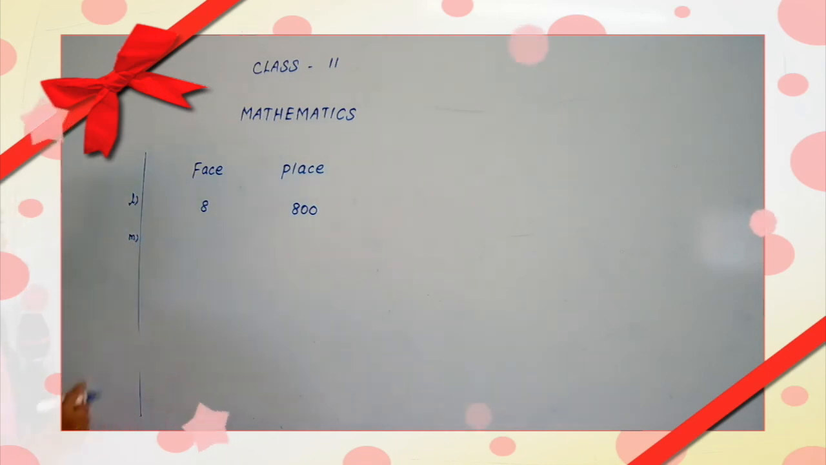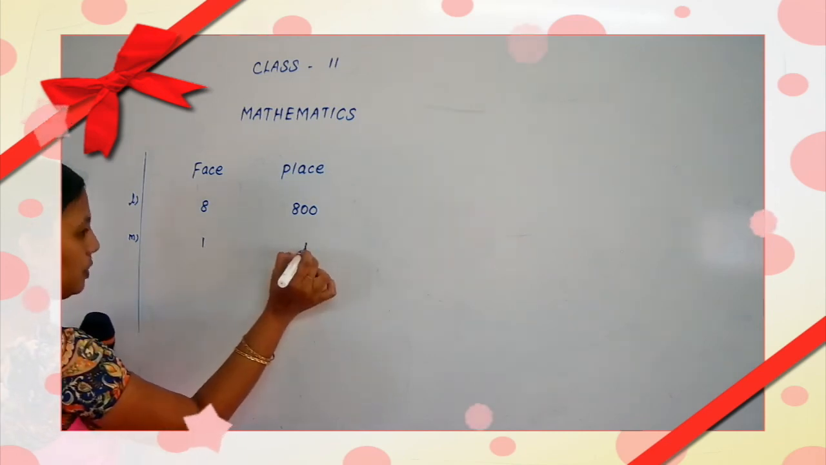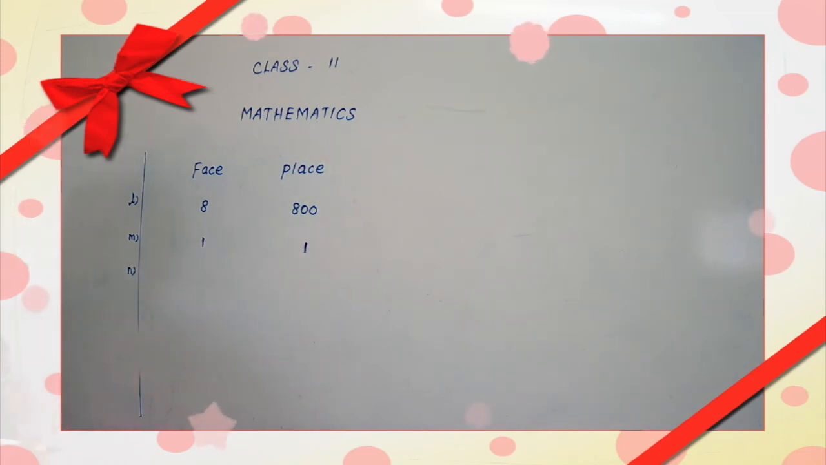Then M. See the M. 931. Which number is underlined? 1. Yes, 1. 1 is in which place? Ones place. So you take and write the same number. Okay. Then N, the face value. Okay, 9.